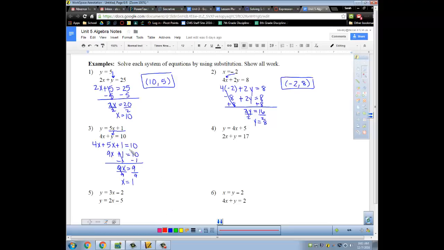And then this time, we can take our x equals 1 and plug it into either equation, but it's going to be easier to plug into this first equation just because y is already by itself. So I'm going to plug it back into that first equation to get 5 times my x, which I found was 1, plus 1. So 5 times 1 is 5, plus 1 is 6, so y equals 6, which means my final answer would be (1, 6).